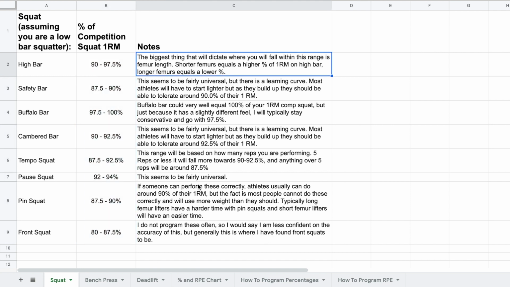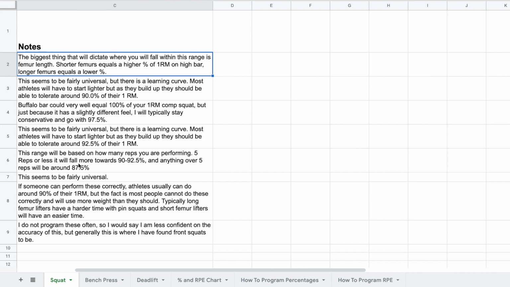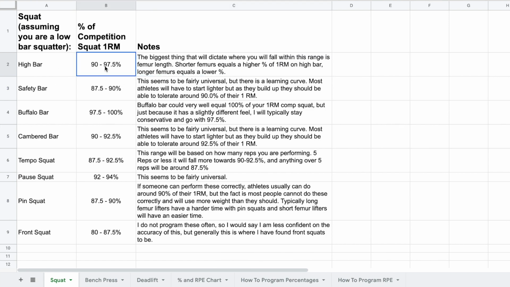And as I mentioned, I'm going to go through this quick because all of this is on that article. So if you want to be able to reference any of this information to pick out a very specific variation, click that article up below. But one of the biggest things that's going to change these percentages that you're going to use is, one, you as an individual and your general leverages and mechanics. And then two is you just doing these exercises.